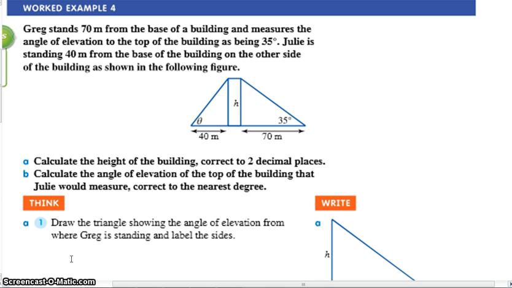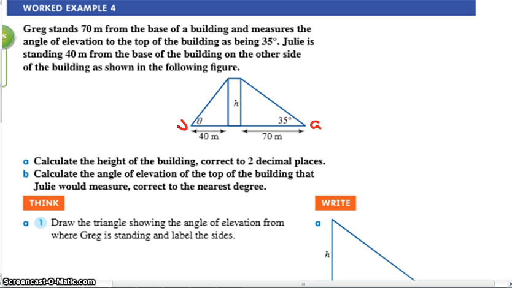Now we're going to assume that we're doing it from the ground, so we don't have to add his height or anything like that. Julie is standing 40 metres from the base of the building on the other side. Okay, so there's Greg, there's Julie. What we need to do is calculate the height of the building, correct to 2 decimal places. We need to then calculate the angle of elevation of the top of the building that Julie would measure, correct to the nearest degree.